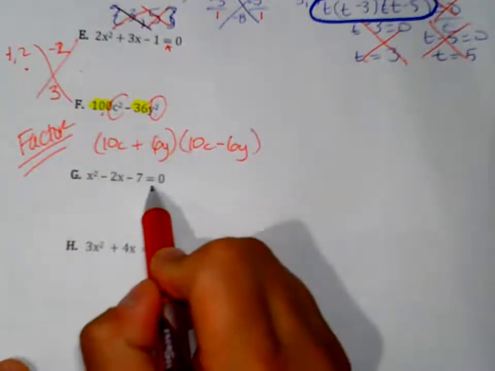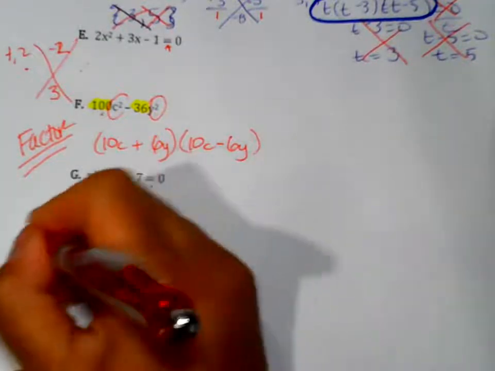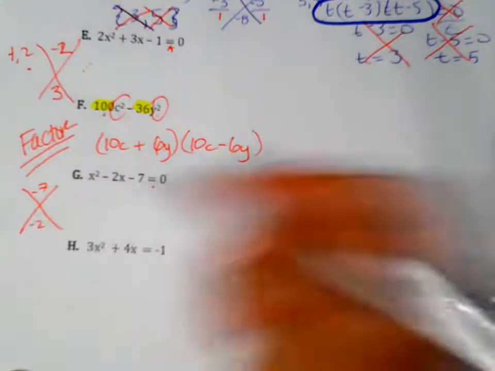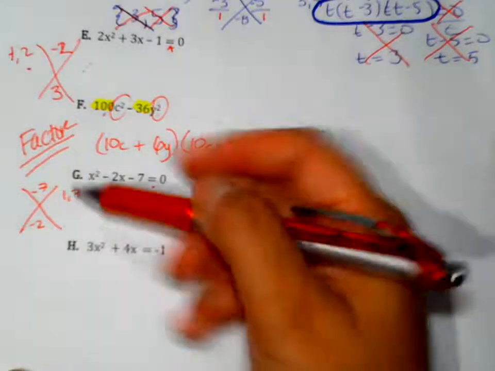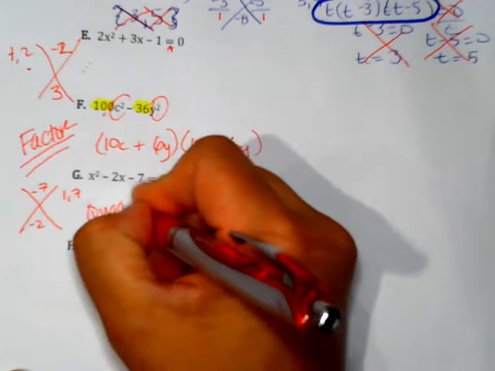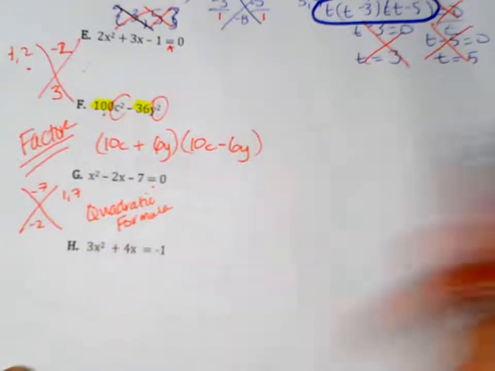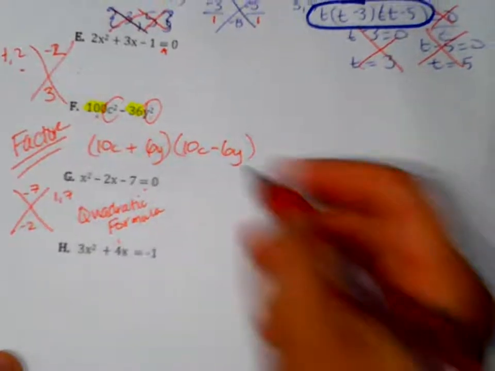We're solving. Okay, this one we need to solve. We can try factoring it first. Let's do that first. I've got -7 and -2. My only factors are 1 and 7. There's no way I can do that. So my only choice for this problem is the quadratic formula right now. Because we haven't taught you other ways. But so right now, your only choice is the quadratic formula. Okay, let's do that here.